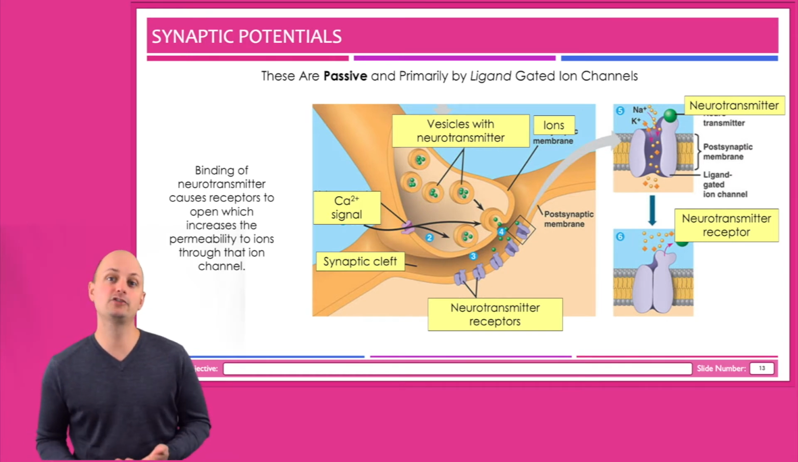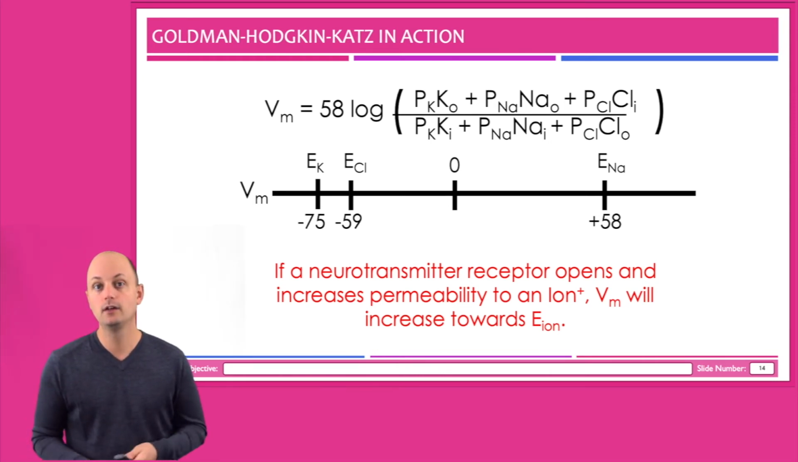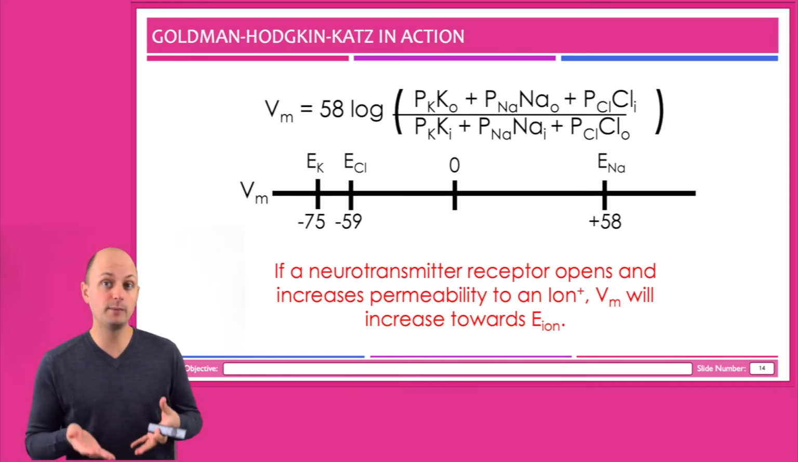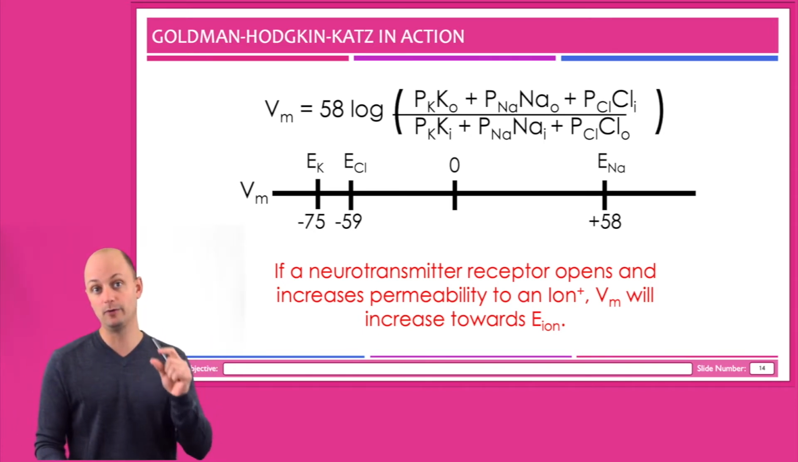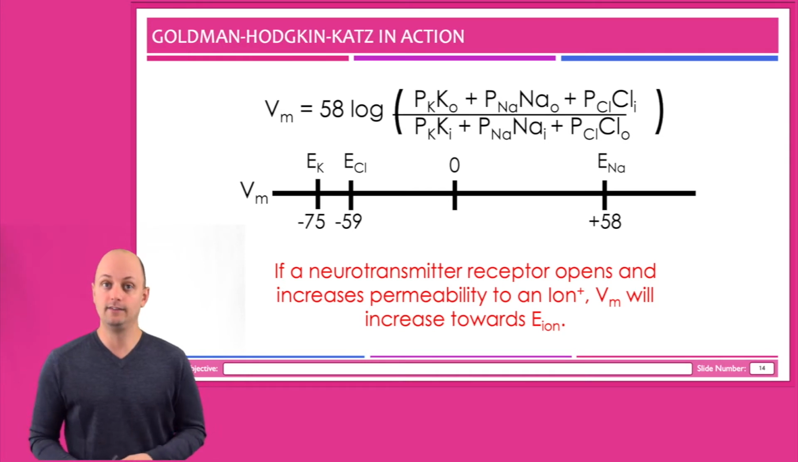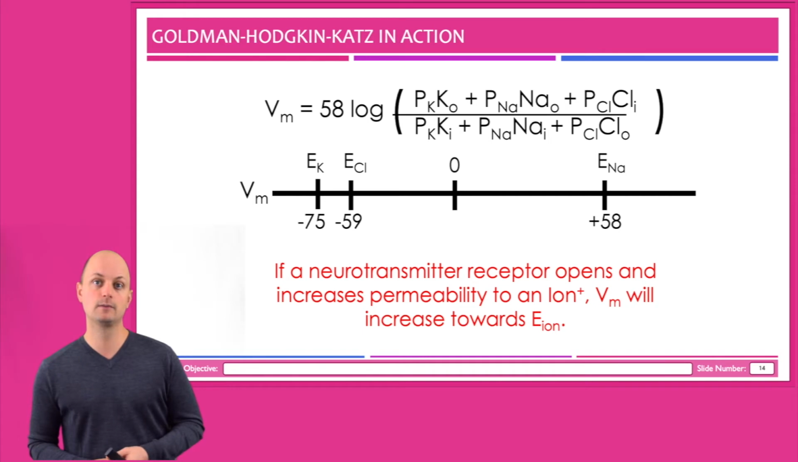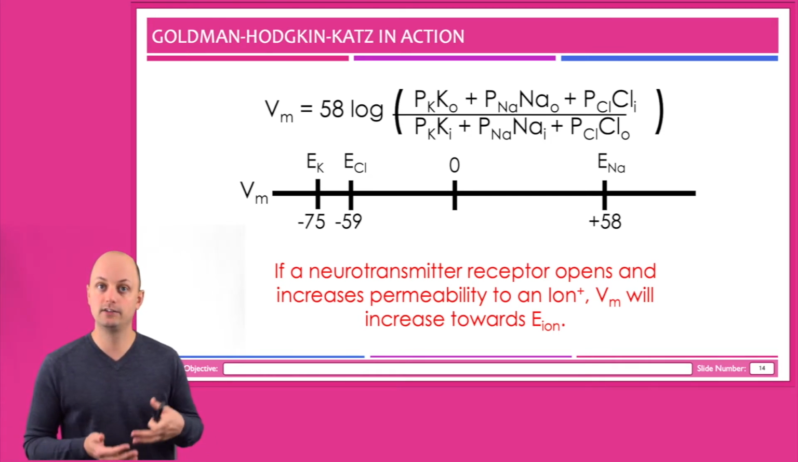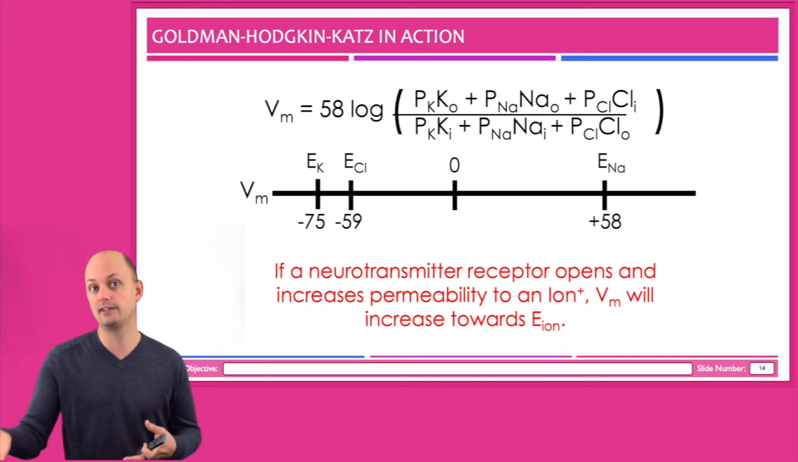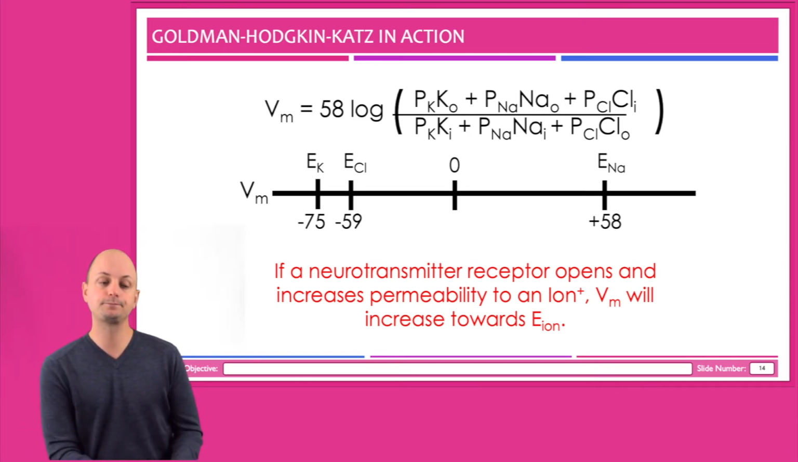Now, synaptic potentials are really just an applied example of the GHK equation. Because remember that neurons are mostly permeable to potassium and a little bit permeable to sodium and a little bit permeable to chloride at rest. And that gives them a resting membrane potential that's typically somewhere around minus 70 millivolts. But when those ligand-gated channels open or close on the dendrites, it changes permeability. And that causes a shift in the steady state away from resting membrane potential, and it follows all the rules that we've outlined in our last unit.